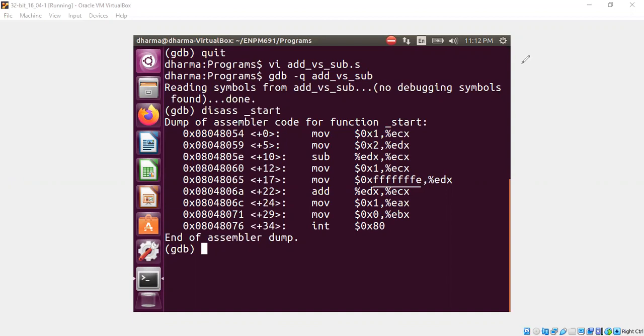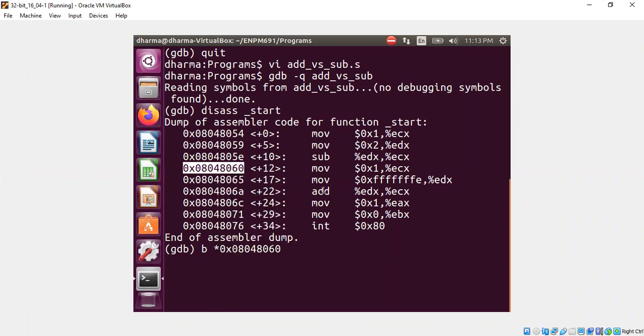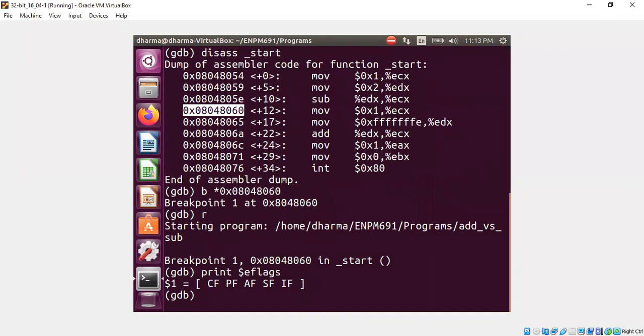But I wanted to put breakpoints at a few places and study the behavior. So first, let me put the breakpoint at the instruction before the move 1, right? And look at the flags that are enabled after the sub instruction is executed. Let's do that. Run, and let's print the flags. We can note that we have done 1 minus 2. What are the flags that are enabled?